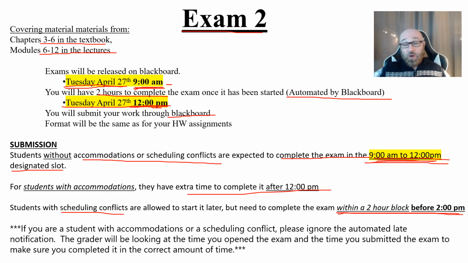The other thing to note is if you are a student with an accommodation and you need more than the 2 hours, you can ignore the automated late notification. Or if you're taking it outside of that normal block because you have a scheduling conflict, ignore the automatic late notification. The grader will be looking at the time you opened the exam and the time you submitted it to make sure it's within the correct 2 hours for the students without accommodations, and whatever your accommodations are for students with accommodations, double checking that you are within that correct time block.